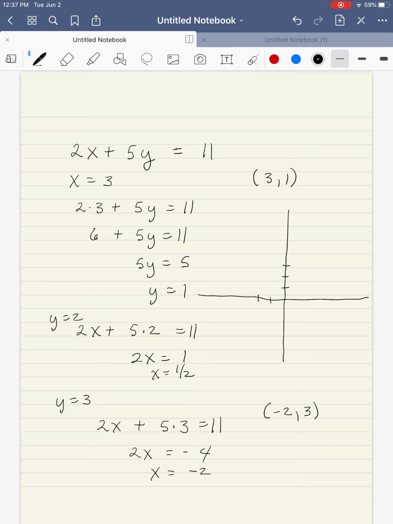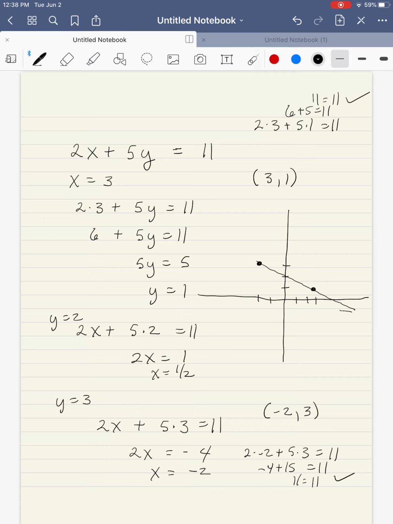Just any 2 random points, but as long as they make the equation a true statement. Notice that if I do 2 times -2 plus 5 times 3, I get -4 plus 15, 11 equals 11. That makes it a true statement. 2 times 3 plus 5 times 1 equals 11. 6 plus 5 equals 11. 11 equals 11. That's a true statement. So that tells me that these 2 points are on my line. So I have (-2, 3), and I have (3, 1).